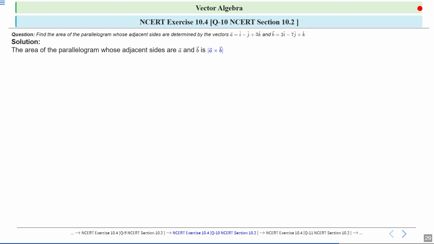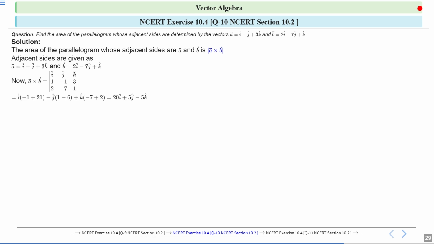So the area of a parallelogram whose adjacent sides are a vector and b vector is basically the magnitude of a vector cross b vector, okay? The adjacent sides are given as a vector equal to i cap minus j cap plus 3 k cap, and b vector equal to 2 i cap minus 7 j cap plus k cap. Now a vector cross b vector is the determinant of i cap, j cap, k cap; 1, minus 1, 3; and 2, minus 7, 1. After solving this, we get i cap into (minus 1 plus 21) minus j cap into (1 minus 6) plus k cap into (minus 7 plus 2), which is equal to 20 i cap plus 5 j cap minus 5 k cap, right?